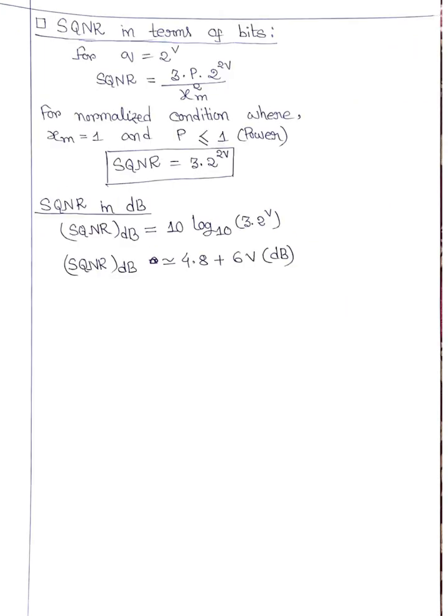It is very important. Next, the SQNR in terms of bits: for q equal to 2 to the power v, SQNR is 3 into P into 2 to the power 2v by xm square. For the normalized condition where xm is equal to 1 and P less than or equal to 1, SQNR is 3 into 2 to the power 2v. And if we turn the SQNR into decibels, we can say SQNR in decibels is 10 log base 10 of 3 into 2 to the power 2v, which is nearly equal to 4.8 plus 6v.